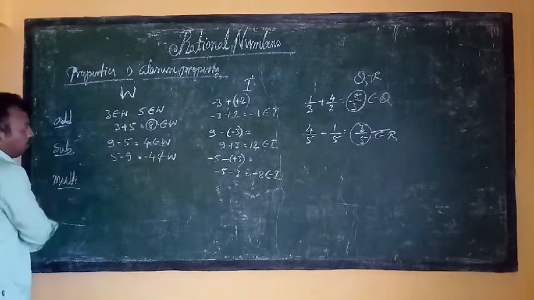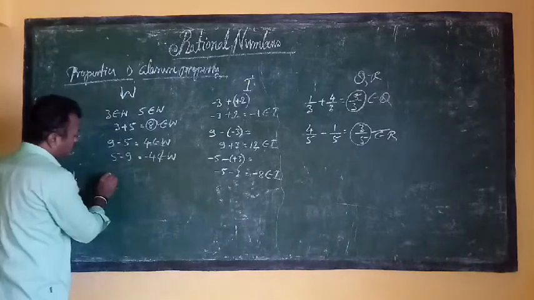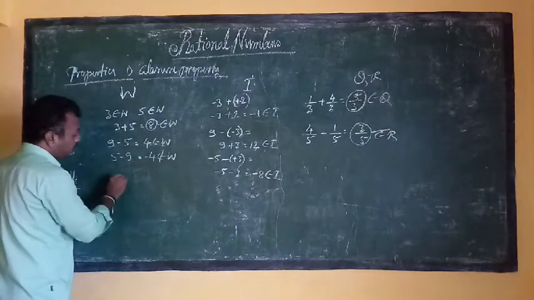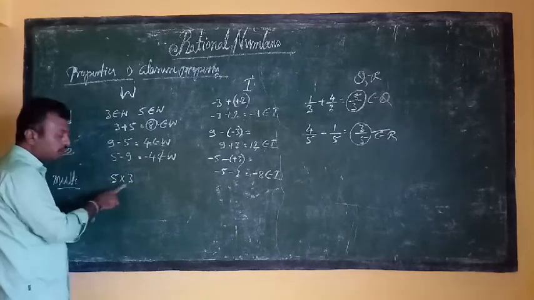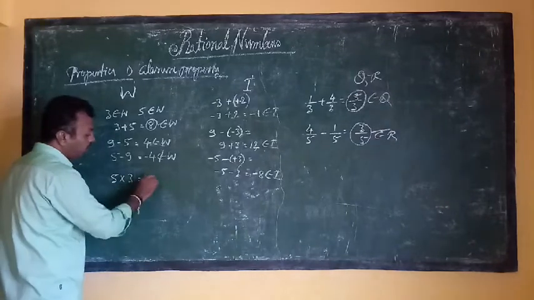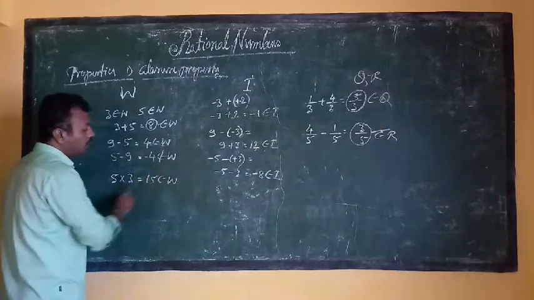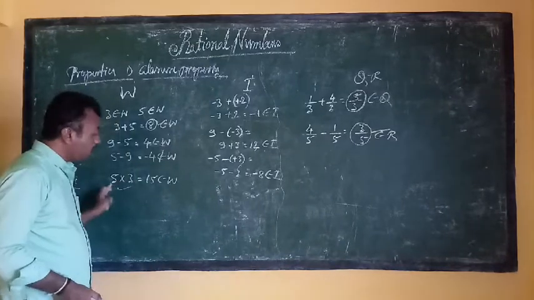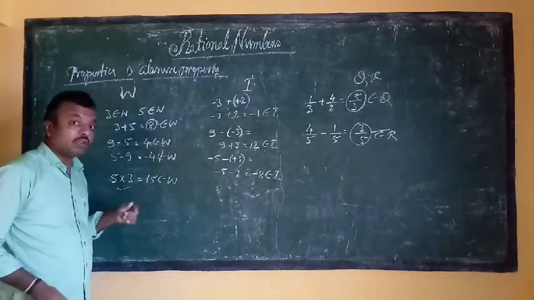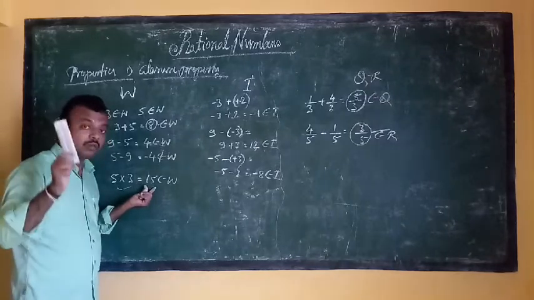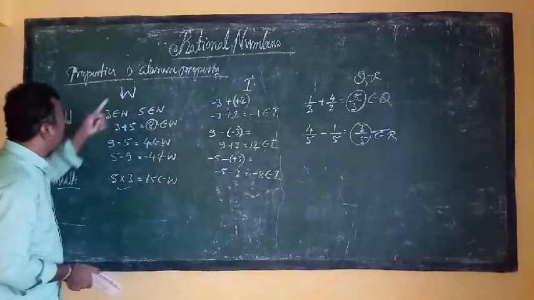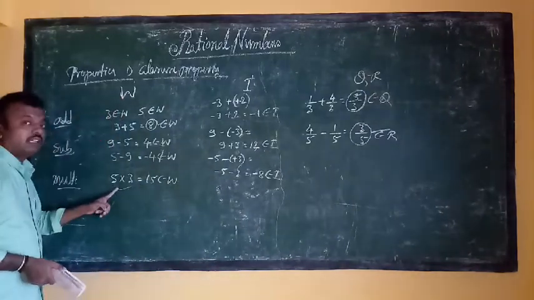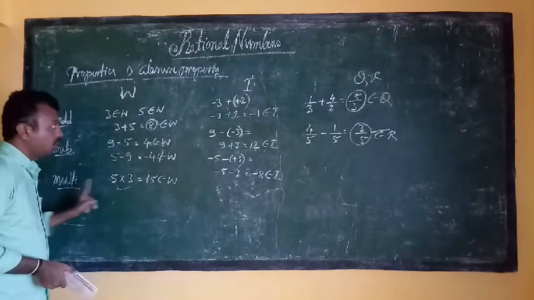So multiplication, see students, I will take one example. 5 into 3. 5 is a whole number, 3 is also another whole number. 5 threes are 15. 15 belongs to the whole numbers. Therefore, you can take any examples. If you take the product of any two whole numbers, the resultant number also becomes a whole number. Therefore, the closure property is satisfied under multiplication of whole numbers.